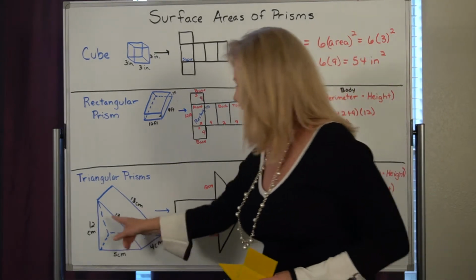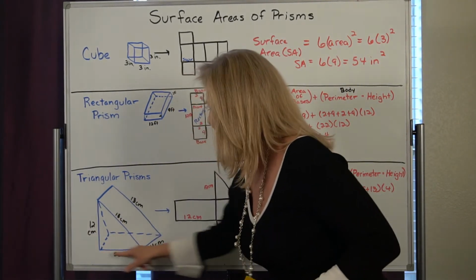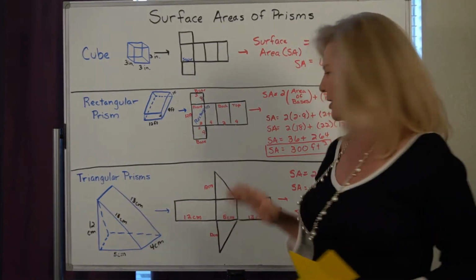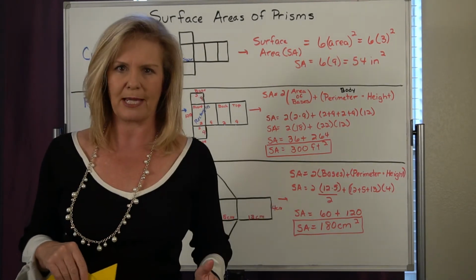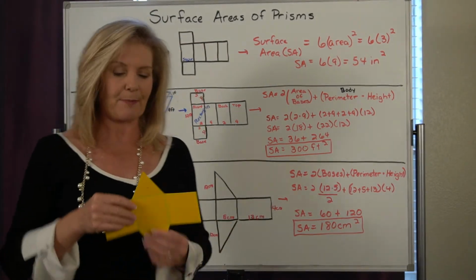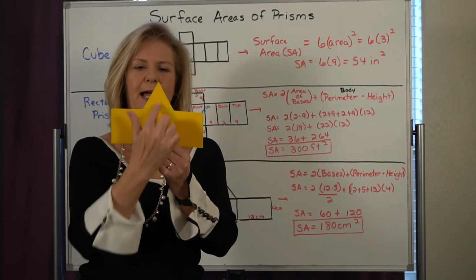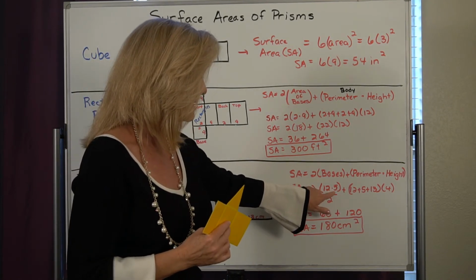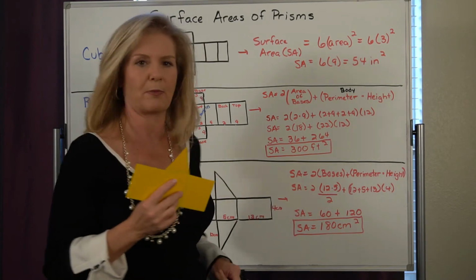Now my body, here I can see I pulled this side down, which is 12. Then I have my 5, and I pulled this side down, and that's my 13. So again, I go back. I have 2 bases, because you always have 2 bases in prisms. My bases happen to be triangles. So the formula of a triangle is base times height divided by 2. So here you can see my base times height divided by 2. But I have 2 of them, so I'm going to multiply by 2.